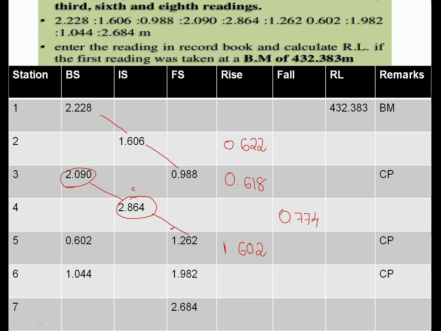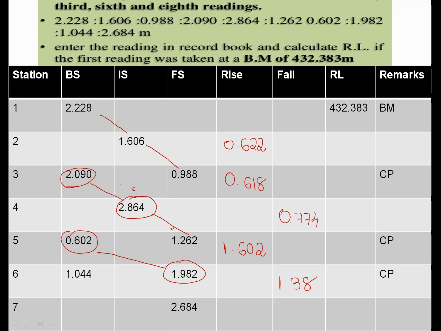And again, what happened? It is a change point. Instrument setup has changed. So the next difference you have to take is for 0.602, and what is the next reading? 1.982. So find out the difference between these two, and what will be the difference, positive or negative? Of course it is negative. So you can book it in the fall column. So the answer will be 1.38.